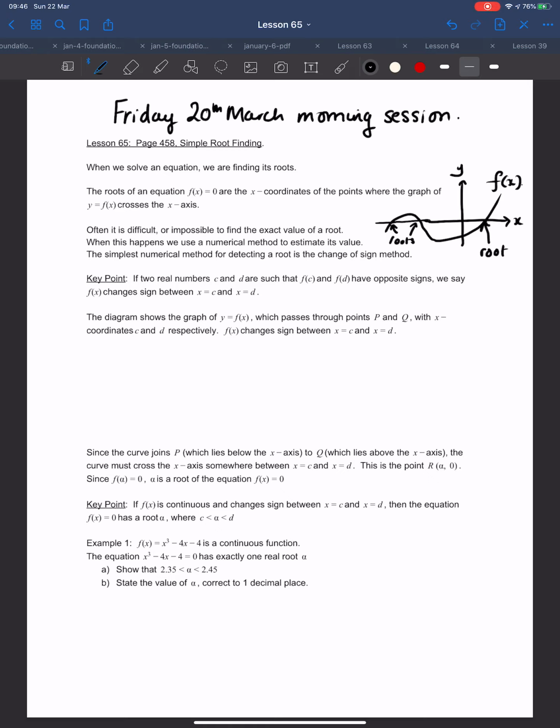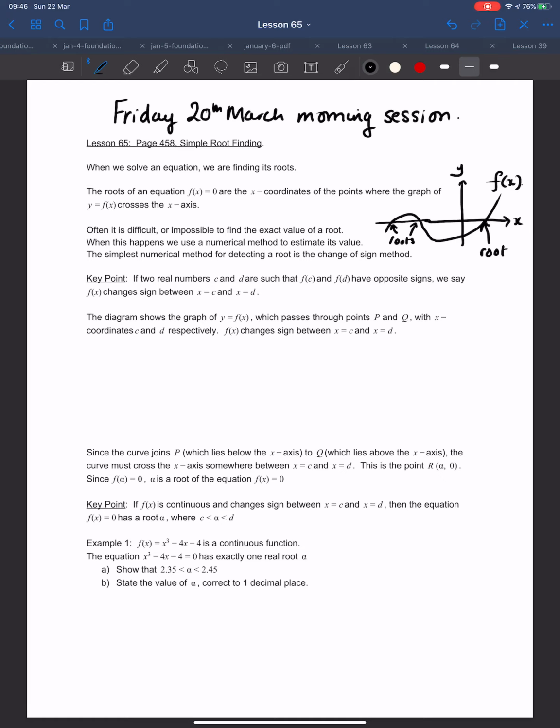Sometimes we do know some ways to find roots, like the quadratic equation or solving linear equations, or the trig inverse buttons on your calculator, but sometimes it's difficult or impossible to find the exact value. So what we need to do then is use a numerical method to estimate the value. The simplest numerical method for detecting a root is the change of sign method.